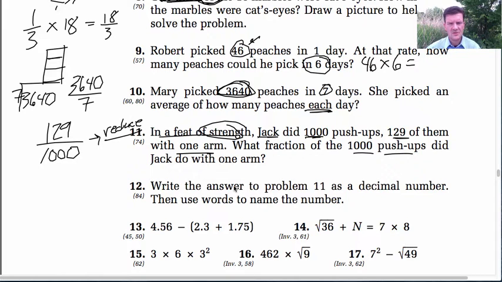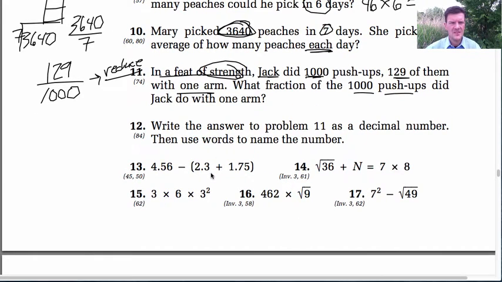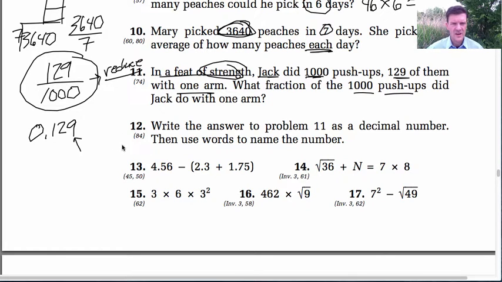Write the answer to problem 11 as a decimal number. So as a decimal, you've got 129 over 1,000, so that's 0.129. That's going out to the third decimal place to the right of the decimal point. Oh, we did that, sorry. And the name of that is going to be 129 thousandths.